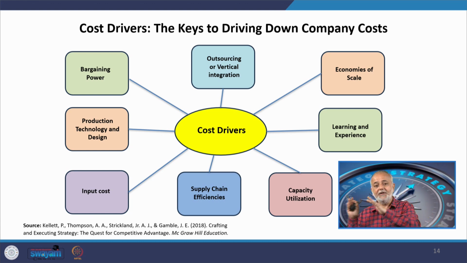So, that is how a detailed analysis can be done, and there are several books and several papers which do detailed cost analysis. For that you can go to accounting books or those kinds of things as well. Supply chain efficiencies: how to make every point of the supply chain more efficient.